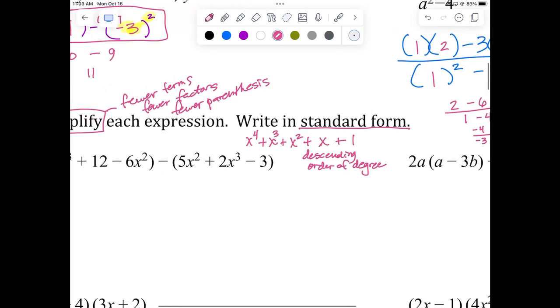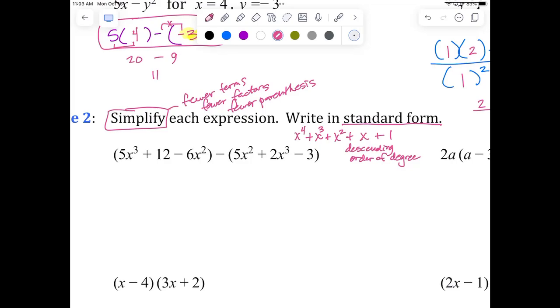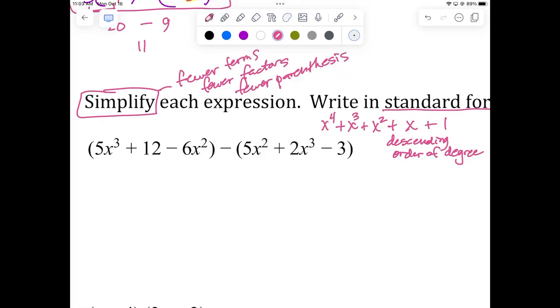Okay, so they gave us a target at least. Simplify each expression. Make sure your final answer is in standard form. Okay, so we have 2 big terms, right? I have 1 big term minus another big term.